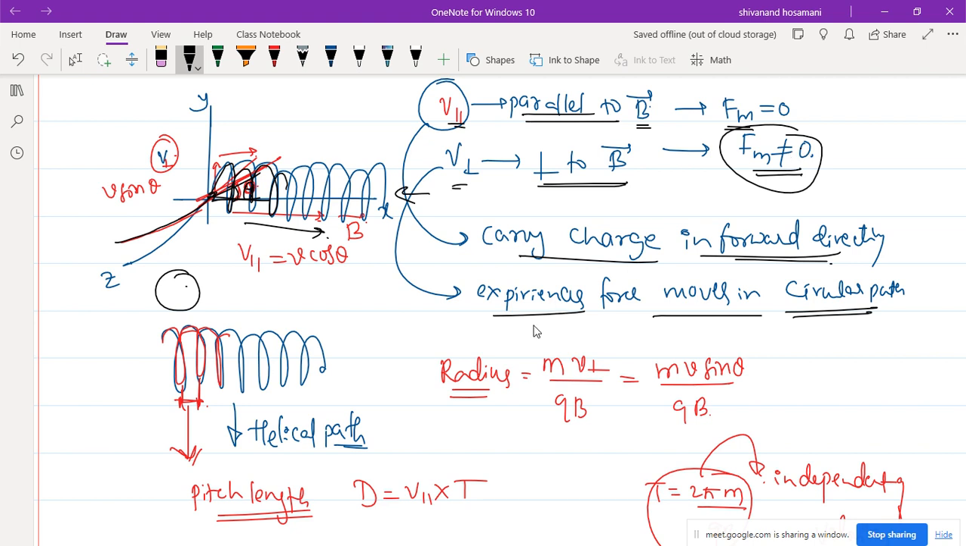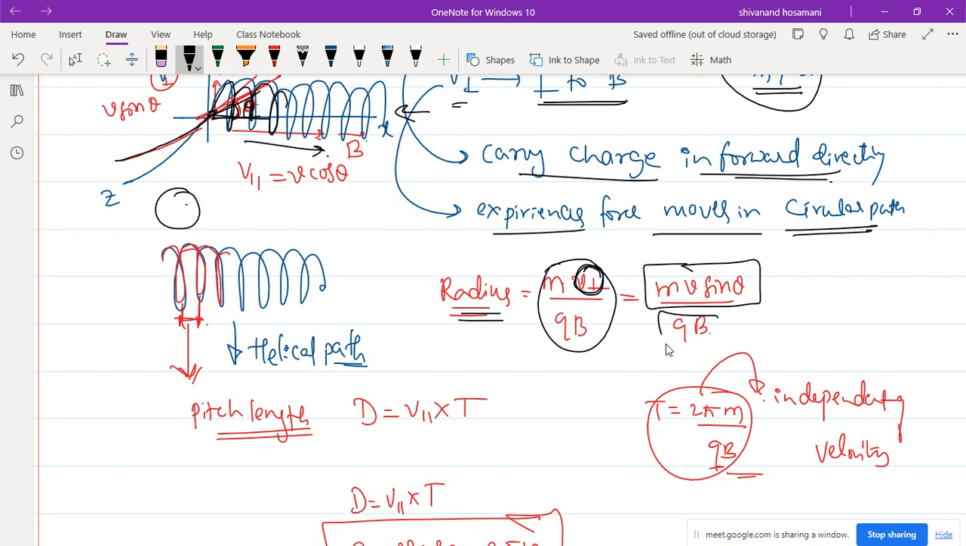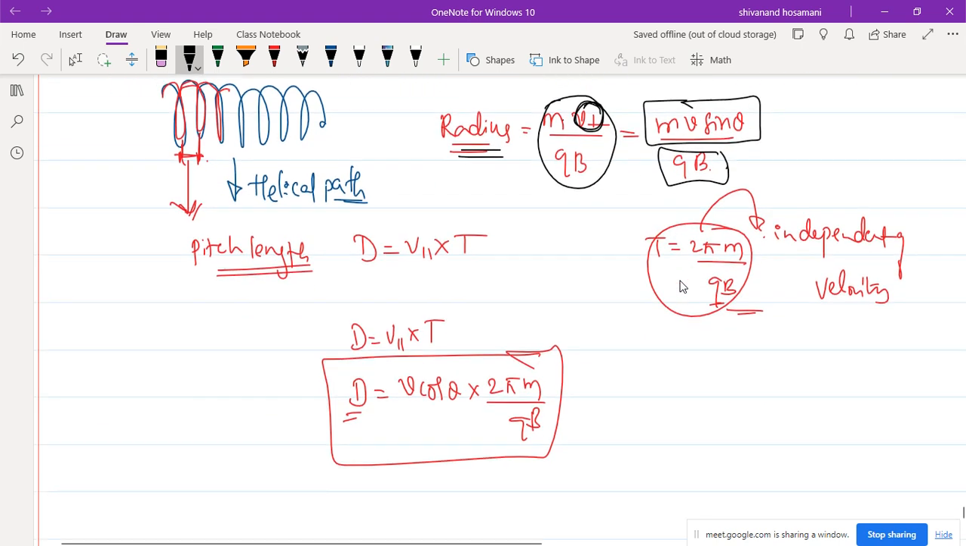So the radius of the path followed by that particle is given by mv divided by qB, where v is the velocity responsible for the circular motion, which is the perpendicular component. Therefore, we write that as mv sin theta divided by qB. Okay. Then similarly, as this is following circular motion and it is going forward, in one complete oscillation or one complete rotation.